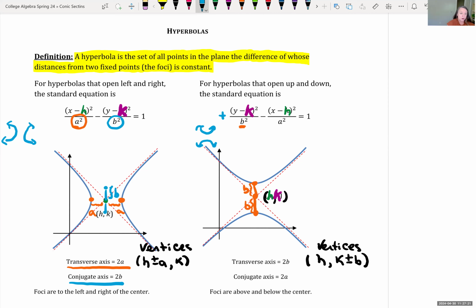Technically, notice that these both have slant or oblique asymptotes in here. Finding this point on the conjugate axis is going to help us build this box, or rectangle. Basically, the diagonals through the corners of our rectangle are going to make my asymptotes.